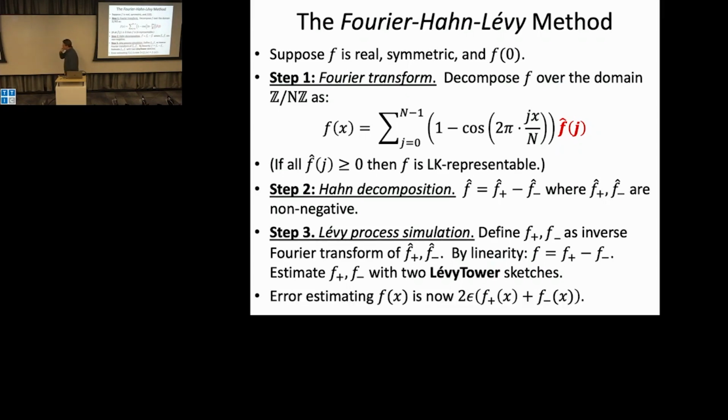Now, the problem with this is, when you estimate f plus, your error is proportional to f plus. When you estimate f minus, your error is proportional to f minus. So your error is now proportional to the sum of these two things, not to f itself. This is where the dangerous part comes in.